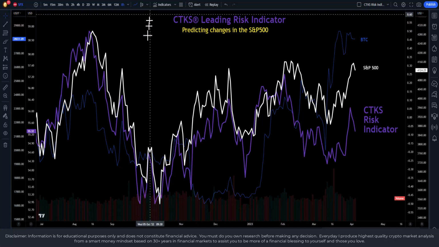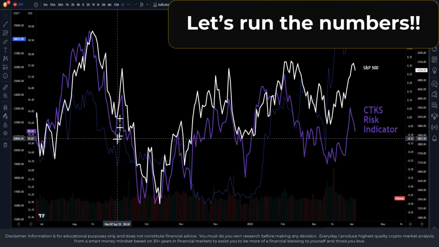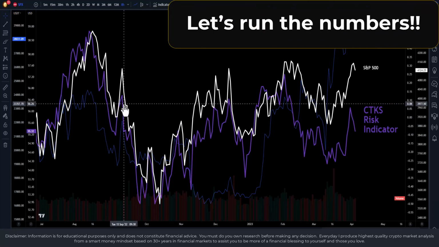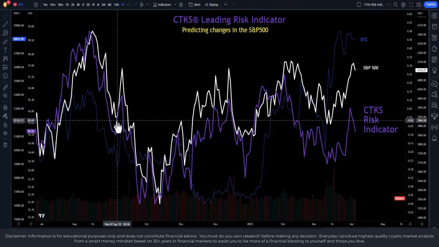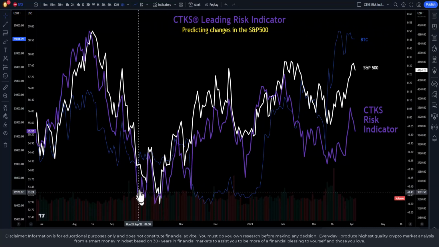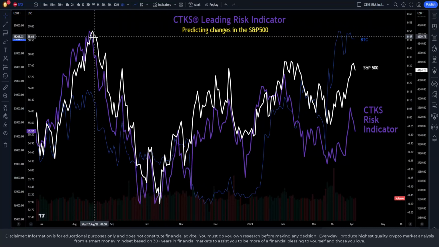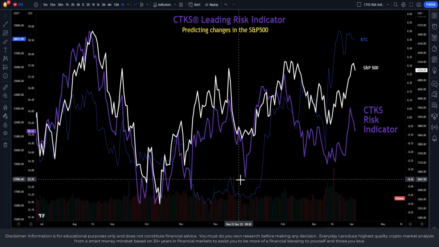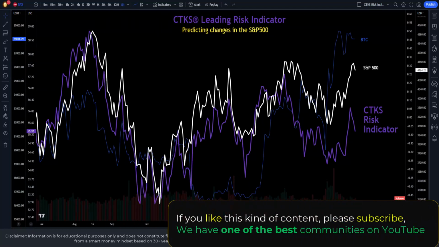What about when we go the other way and look at the risk indicator actually increasing? When we see big spikes up in the risk indicator, that means risk is on. When we see it bottoming out, that can potentially be a turnaround point. These things are very important to keep in mind. The real question, what do we see in the CTKS risk indicator right now?